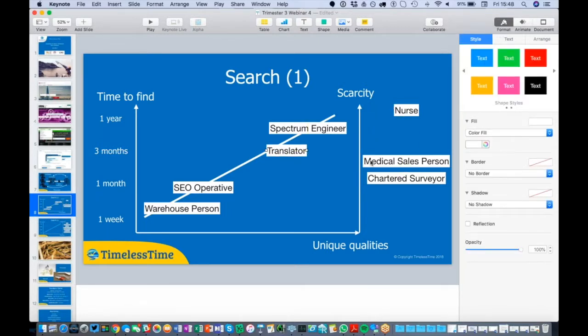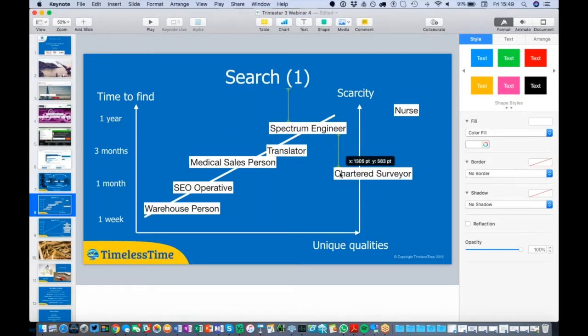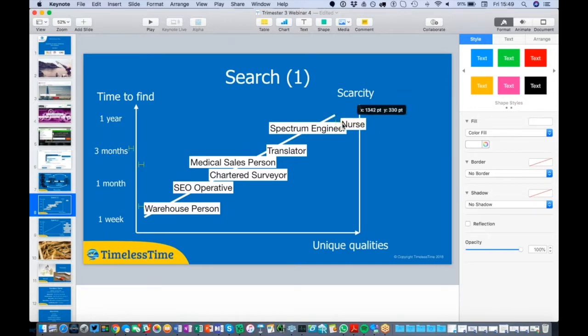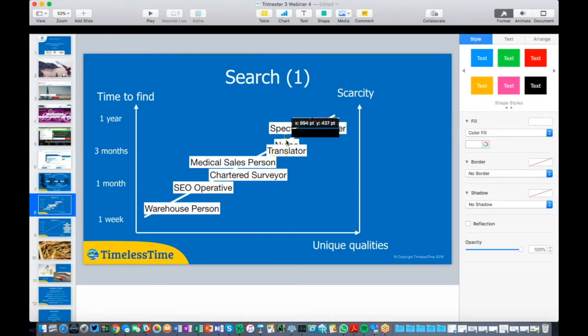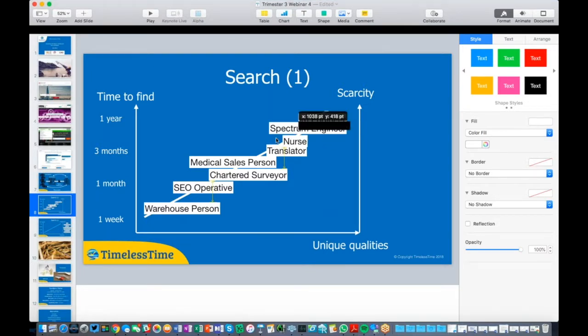The translator, the medical salesperson, maybe, the chartered surveyor, and of course, one in the news recently, nurses. And nurses is a very strange one, because in principle, if you're looking for a nurse, you shouldn't take too long about it. But of course, we know that there is a general scarcity of nurses, and we would therefore have to promote the nurse up the scarcity or the time to find scale.